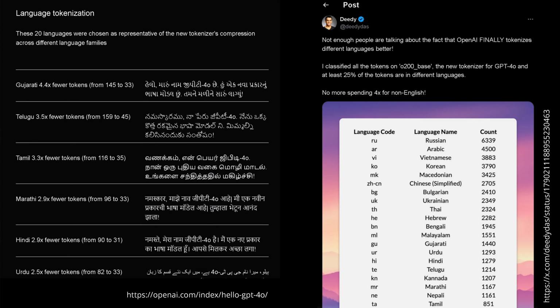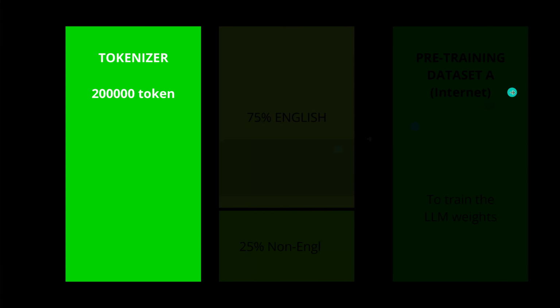Now, you know that GPT-4 Omni said we now have 20 languages, beautiful, multilingual. This is a gorgeous development. However, as you see by the post by the user Didi, he looked at the specific tokenizer base of 200,000 tokens that are used by GPT-4 Omni, and he found this distribution of the non-English languages.